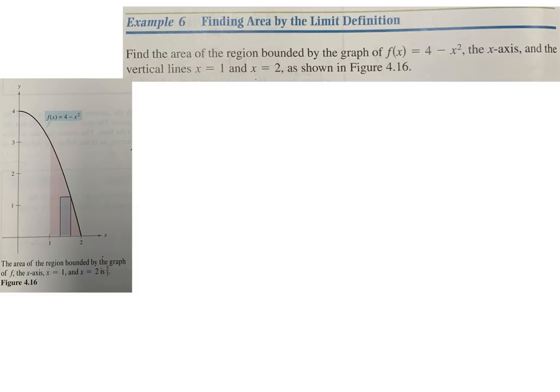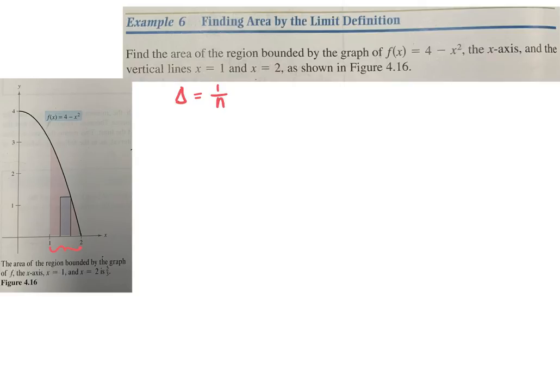Your width is still going to be, so this is from 1 to 2. So your delta x is still going to be your 2 minus 1, which is 1 over n. That's still going to be your delta x.